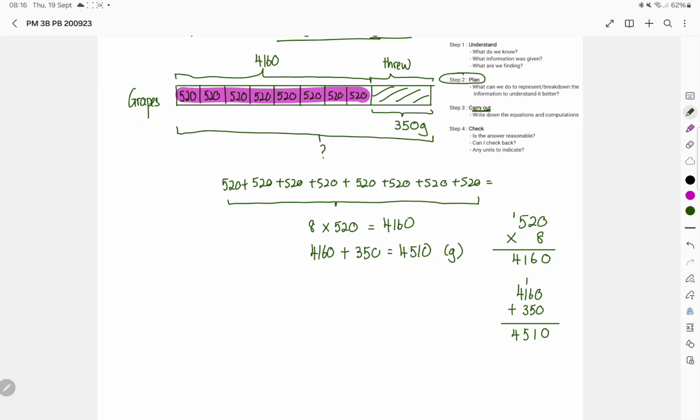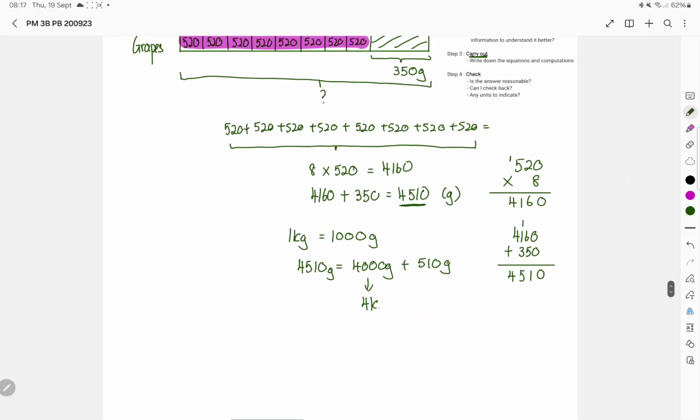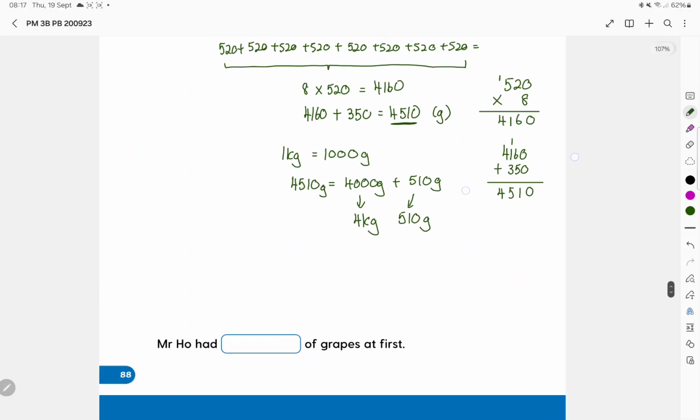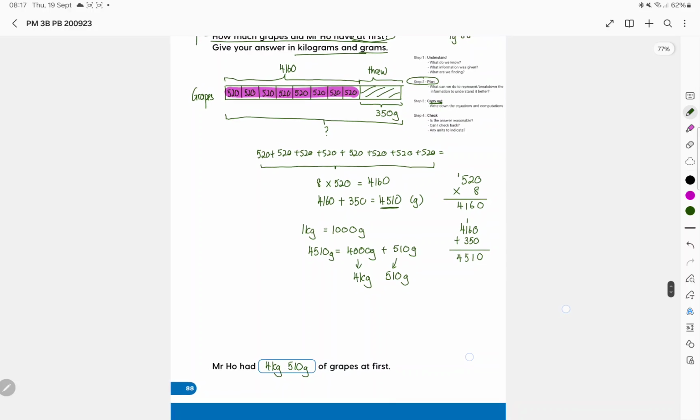So the next thing to ask yourself is the basic conversion. 1 kilogram equals 1,000 grams. In 4,510, we know that 4,510 equals 4,000 grams plus 510 grams. This 4,000 grams will give us 4 kg, and this will be the remaining 510 grams. So this will be your answer: 4 kilograms 510 grams.